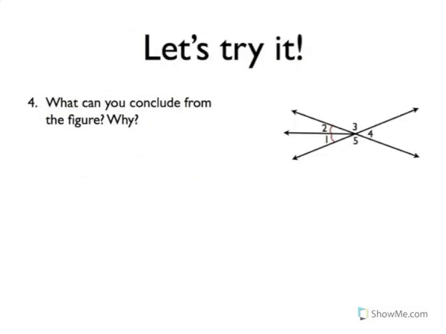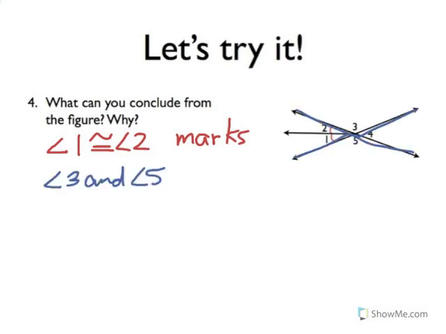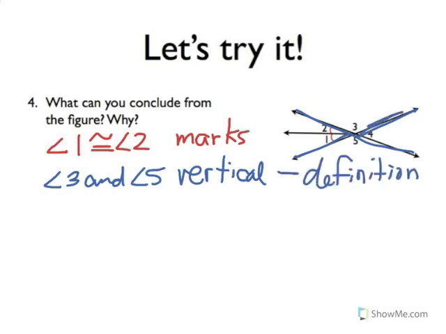Okay, let's pull all of this together so far with this single problem. What can you conclude from the figure and why? The first thing that I notice is right here with angle 1 and angle 2. Notice the arcs. That tells us that angle 1 is congruent to angle 2 because of the marks. We also know that angle 3 and angle 5 are vertical angles by their definition. Their sides are opposite rays.